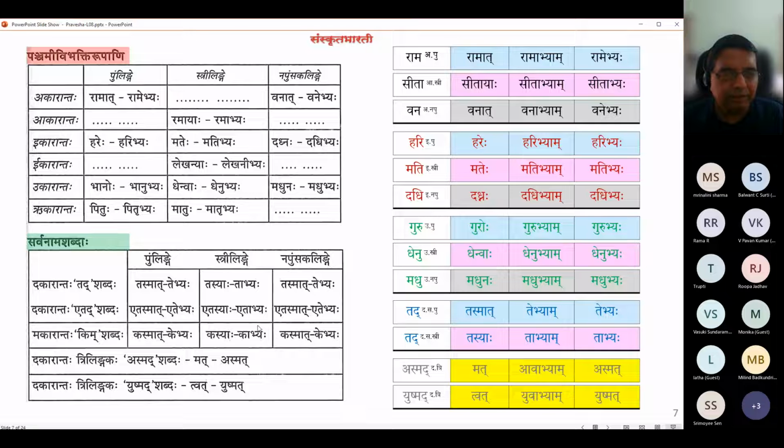Yeah, they have given a few more. The Etat version also they have given. And then the Kim version also they have, in Kasmat, Kebhyah. But that's very easy. Kasmat, Kebhyam, Kebhyah, Kasyaha, Kabhyam, Kabhyah. Kim Shabda and Tat Shabda are very easy to track each other. And to some extent Asmad and Yushmad have a correlation between them. That is also we have to take advantage of for memorizing.